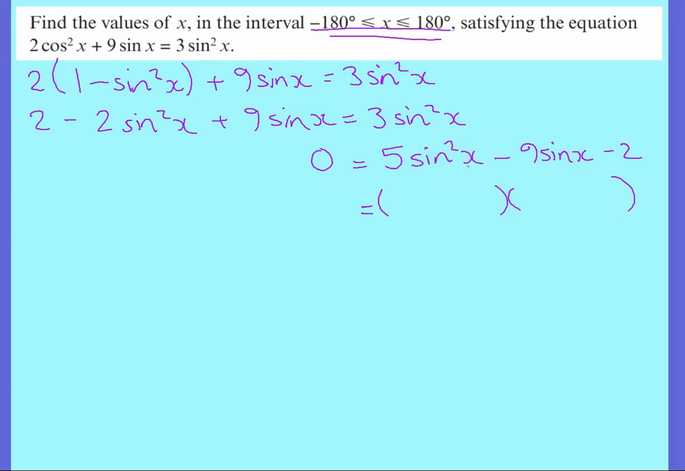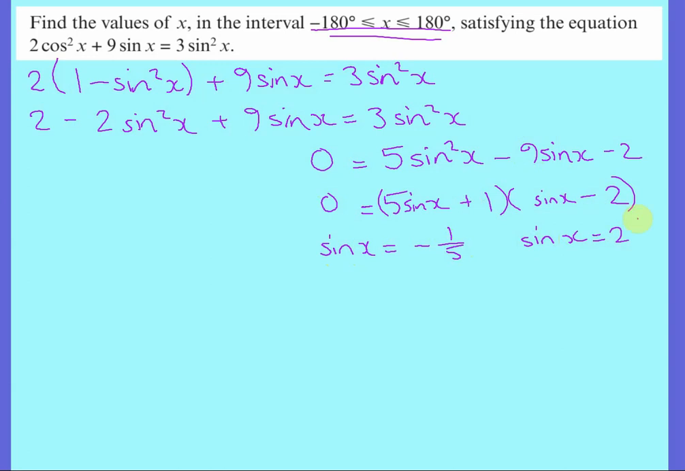Now, sine squared x is just sine x times sine x, so I'm going to pop that in there. Now 5 is a prime number, so factorizing is super easy when you've got a prime. So it has to be 5 times 1. And this end number is prime as well, so the only options I have is 1 and 2, or 2 and 1. Now I can see that 5 times 2 is 10, and that's really close. So if I put the 2 there and the 1 there, I get a 10 sine x and a 1 sine x. I can definitely make a minus 9, so it'd be minus 10 plus 1. Which leaves me with sine x is equal to minus 1/5, and sine x is equal to 2.